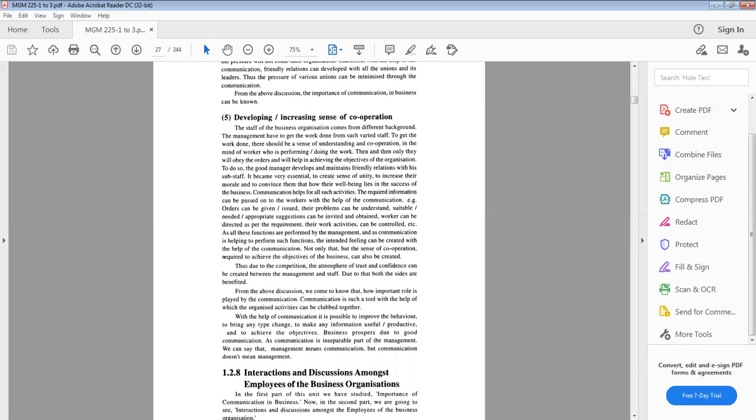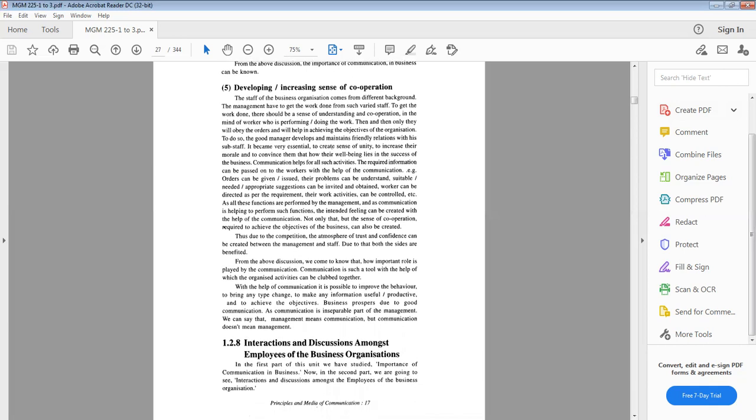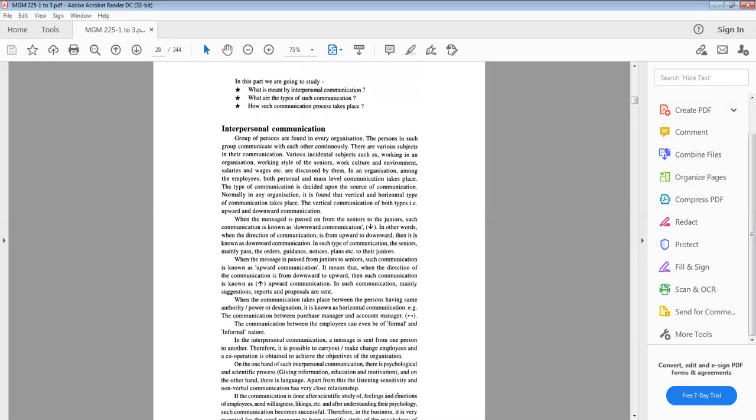In the first part of this unit, we have studied the importance of communication in business. Now this is the second part. We are going to see the interactions and discussions amongst the employees of the business organizations. In this part, we will study what is meant by interpersonal communication, what the types of such communication are, and how such a communication process takes place.